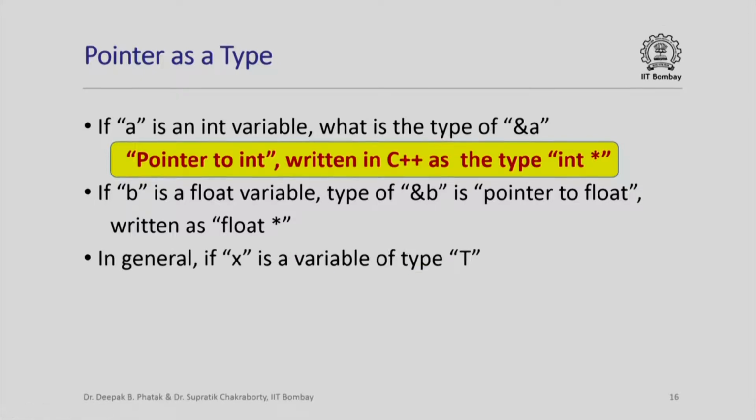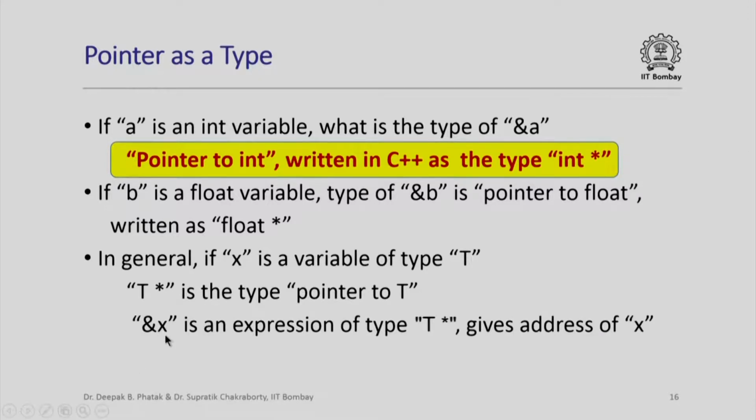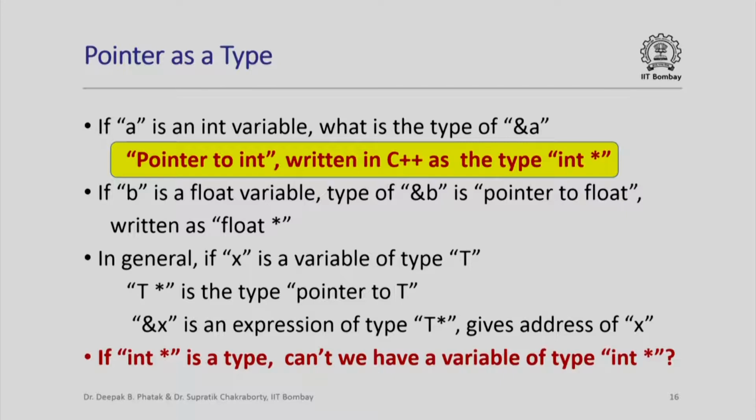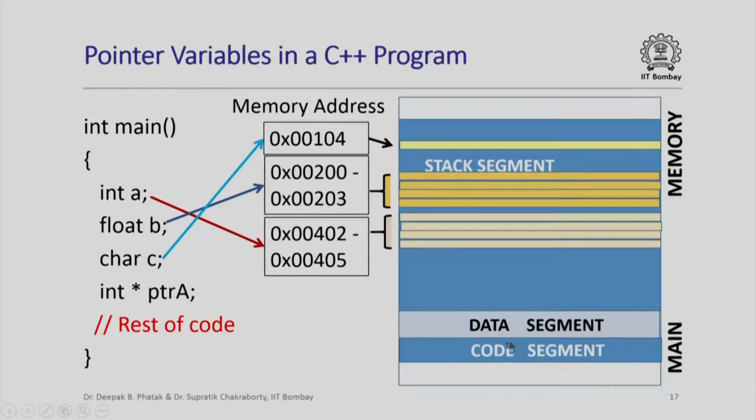And in general, if X is a variable in your program of type T, then T star denotes the type pointer to T, and when you write ampersand X, this is an expression whose type is a pointer to T, and this will give you the address of X. Well, now one might ask that if int star is a legitimate type, can't I have a variable of that type? And indeed you can have, and so here is our original program, and now I have added one more variable called pointer A, and its type is int star. So, it is basically a pointer to an integer variable.